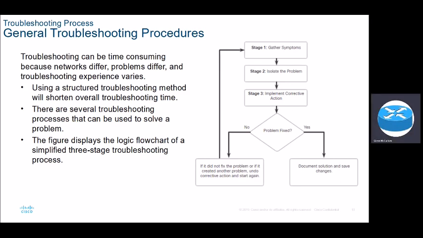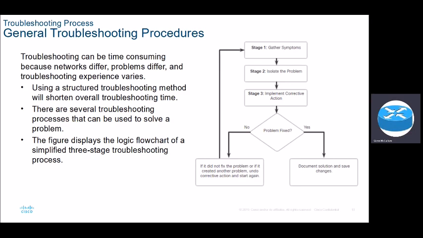So of course, the start of it all is when you or one of your customers notices that there's a problem, and so then you start gathering symptoms. From those symptoms, you start to isolate what the problem could be, and then from there you implement a corrective action.